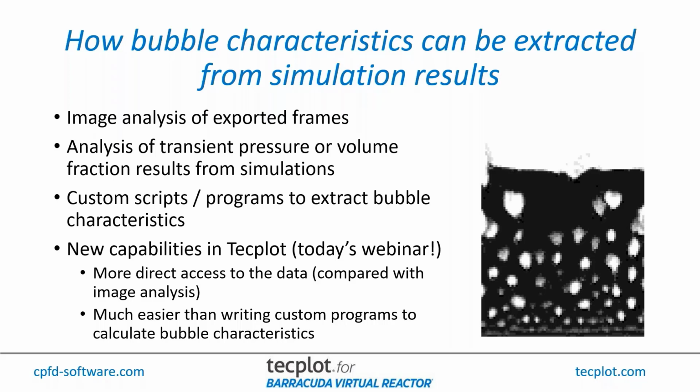This is directly analogous to the experimental image analysis technique discussed earlier and requires users to write custom scripts that perform the image analysis. Another approach is to use high-frequency pressure or volume fraction data from the simulation results to mimic other experimental methods. For example, you could use 2 closely spaced volume fraction measurement locations in a simulation, and you can get data that's analogous to optical probes.